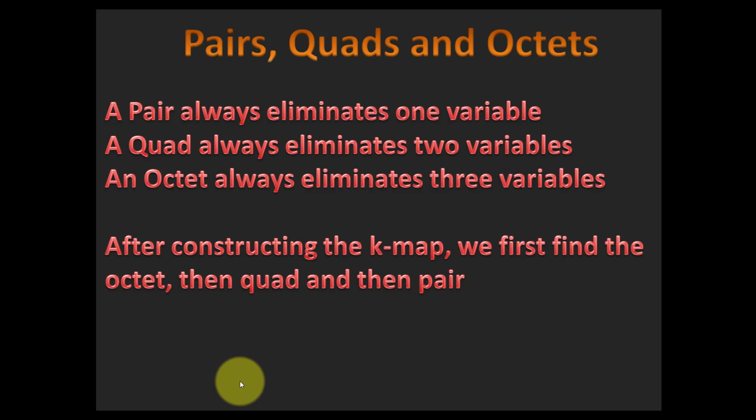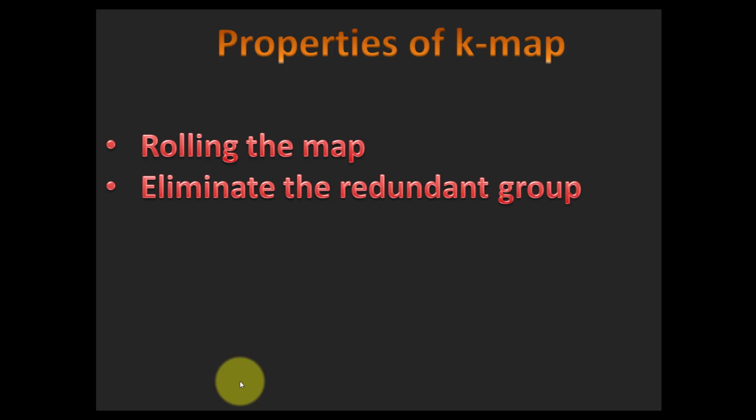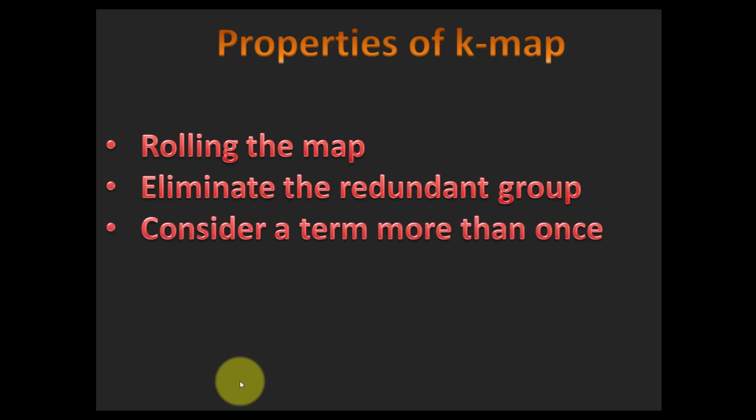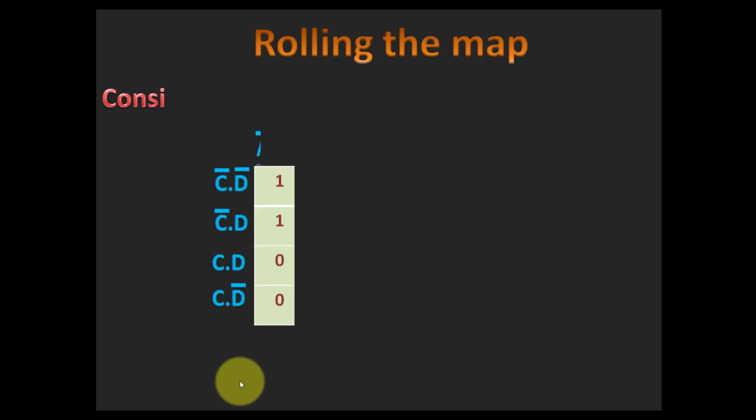So after constructing the K map, first we find the octet. If we are not getting one, then we find the quad. Even if there is no quad, we find the pairs. So this is the sequence. Now before solving the K map, we must know the properties of K map. The first is rolling the map, eliminating the redundant group, considering a term more than once, and dealing with the don't care conditions. So let us see what is the meaning of rolling the map.